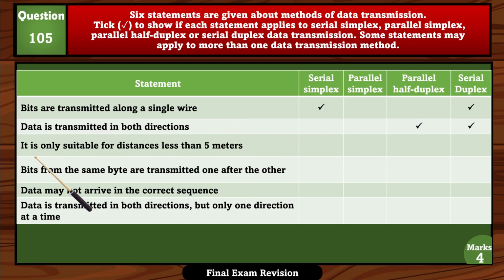Next one is it's only suitable for distances less than 5 meters. So that is parallel simplex and parallel half duplex. Bits from the same byte are transmitted one after the other. So that's serial: serial simplex and serial duplex. Next statement is data may not arrive in the correct sequence. So that is parallel simplex and parallel half duplex. Last statement is data is transmitted in both directions, but only one direction at a time. So that's half duplex.